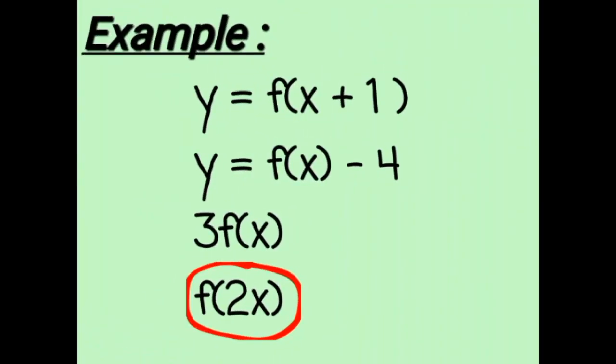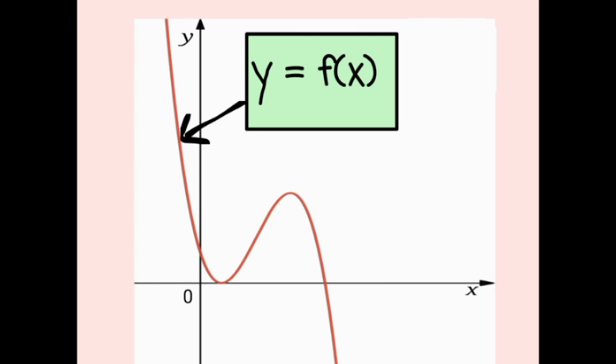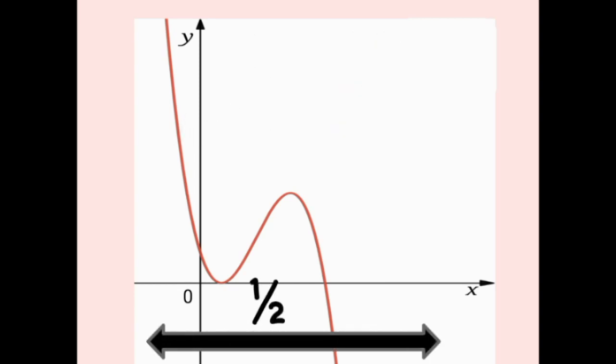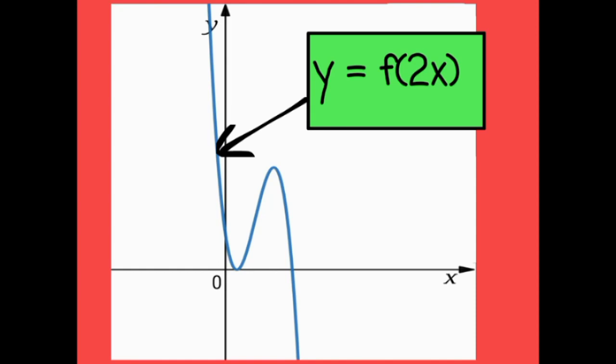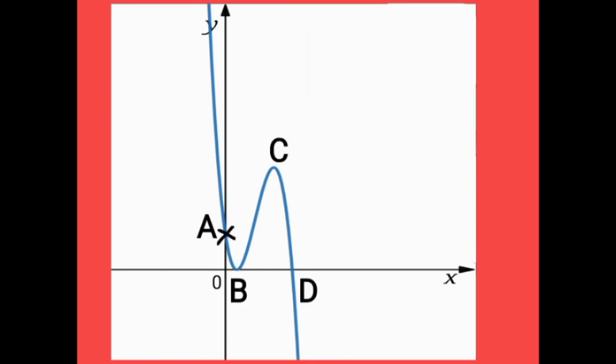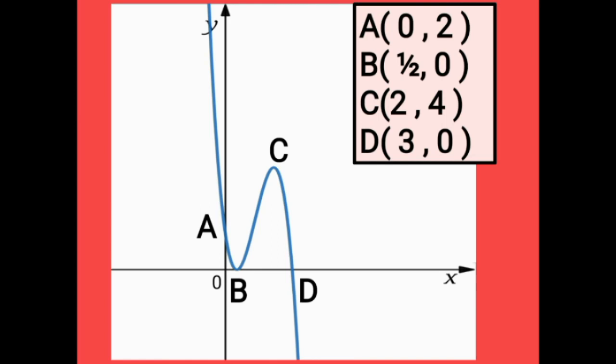f(2x). Here, we multiply by 2 inside the function and hence this is the stretch of the graph y = f(x) by a scale factor of 1/2 in the x direction. So here all the x-coordinates are halved. Now this is the graph of y = f(2x). As all the x-coordinates are now halved, the coordinates of A, B, C and D are now (0, 2), (1/2, 0), (2, 4) and (3, 0) respectively.